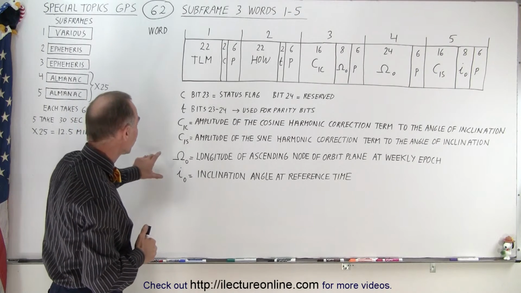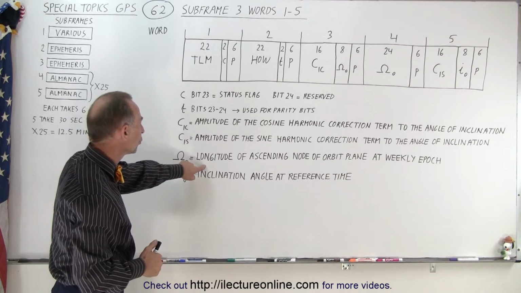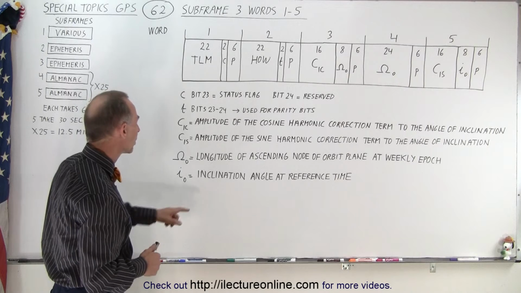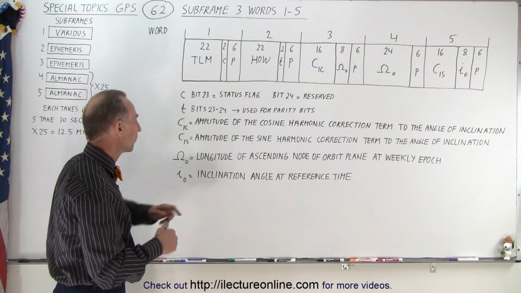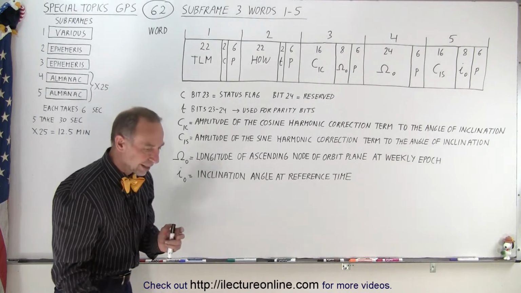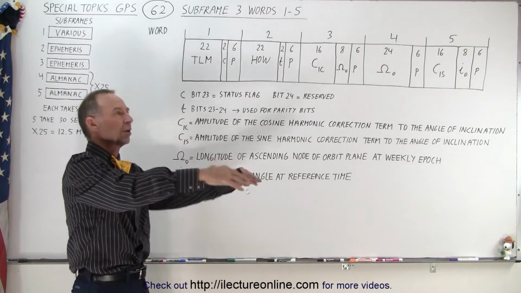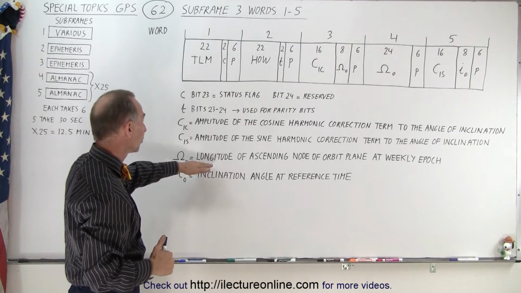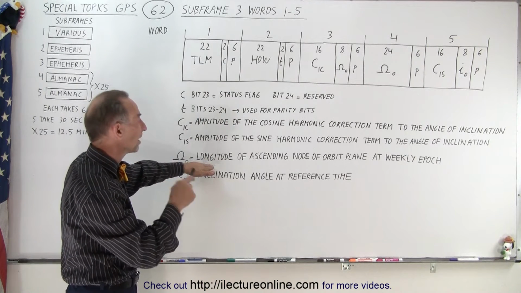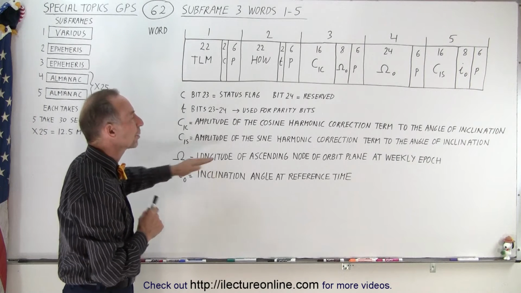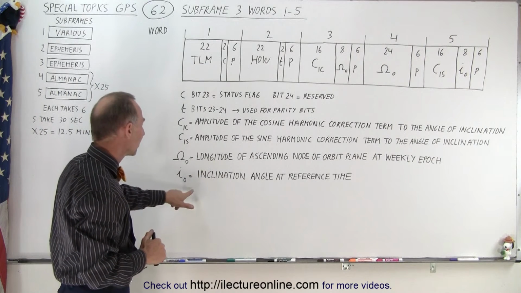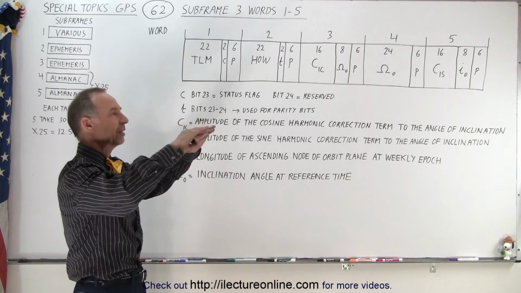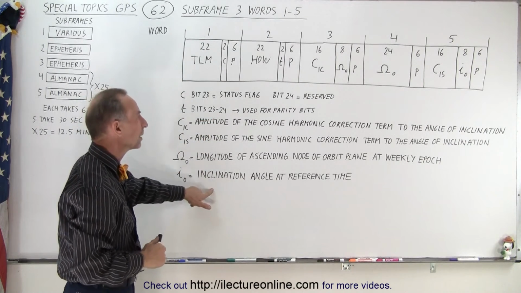All right, we also have these 2 variables right here. We have the longitude of the ascending node of the orbit plane at the weekly epoch, and we have the inclination angle at the reference time. So, of course, satellites ascend across the horizon so that they can be picked up as soon as they're high enough in the horizon. So this gives you the longitude of the ascending node of the orbit plane at the weekly epoch. And then we also have the inclination angle at a particular reference time. So what is the angle of inclination at a specific time that would then be given?